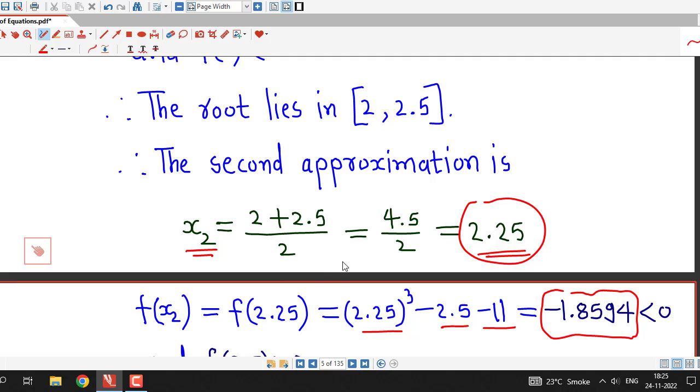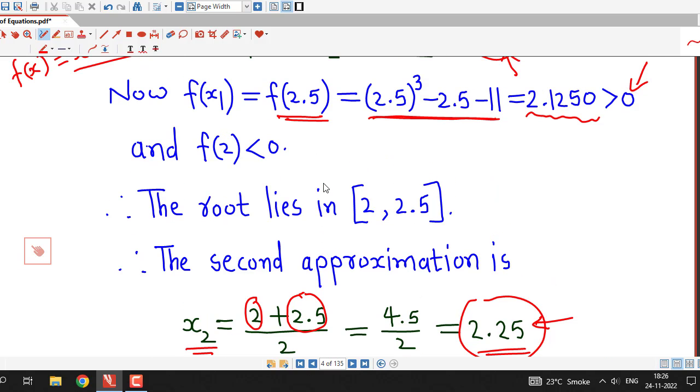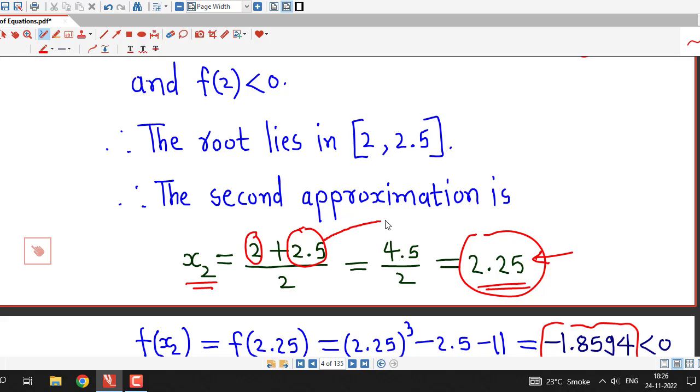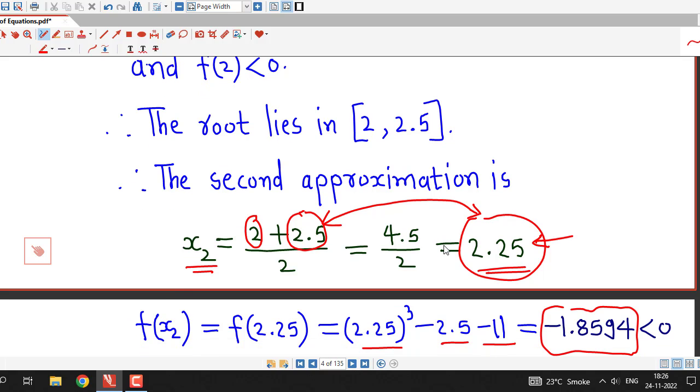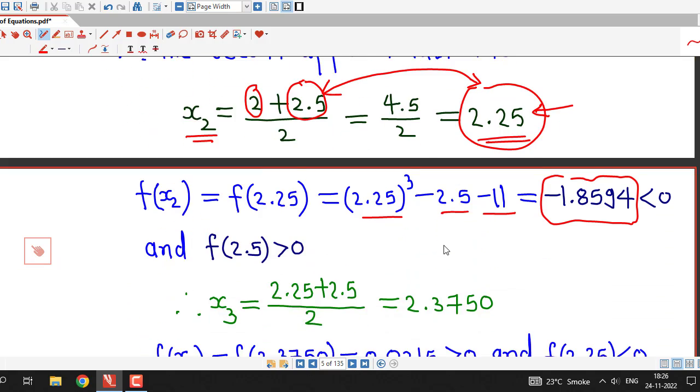That means the value of the function at 2.25 is negative. So out of these 2 points, I have to consider that point for which the function is positive, and here we know that f of 2.5 is positive. So the next approximation will be the average of 2.5 and 2.25, that is the third approximation. x3 equals 2.25 plus 2.5 divided by 2, that is 2.3750.